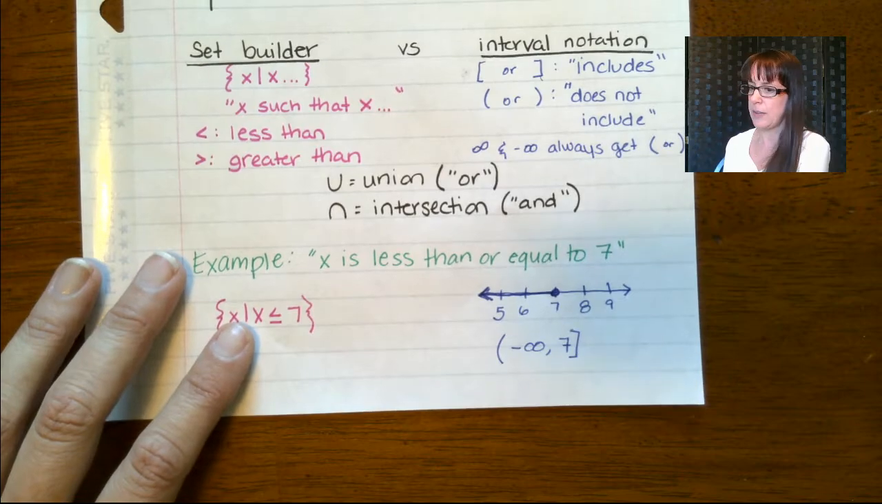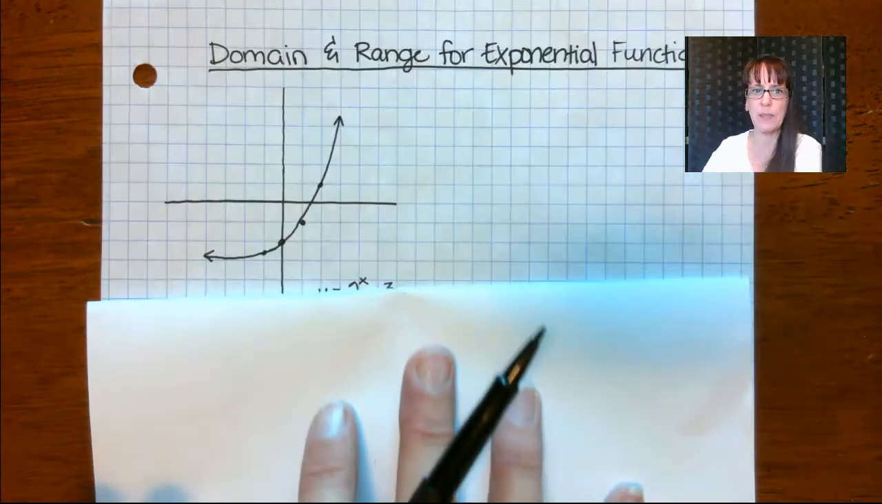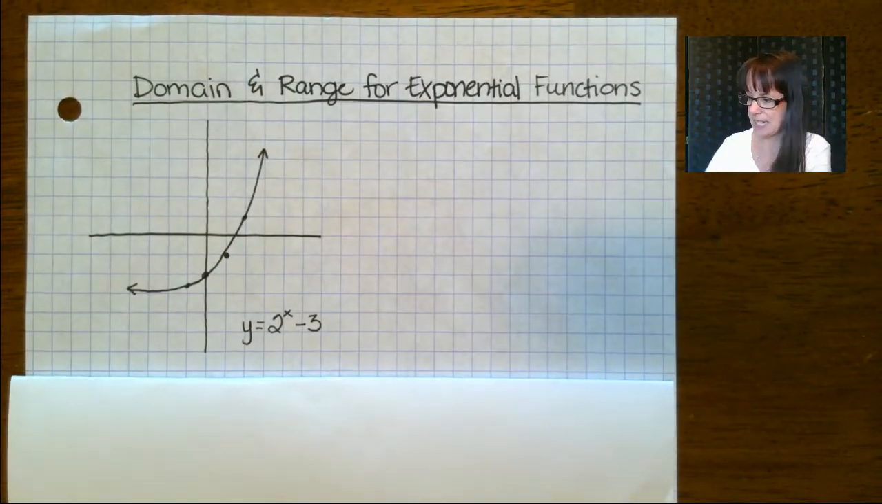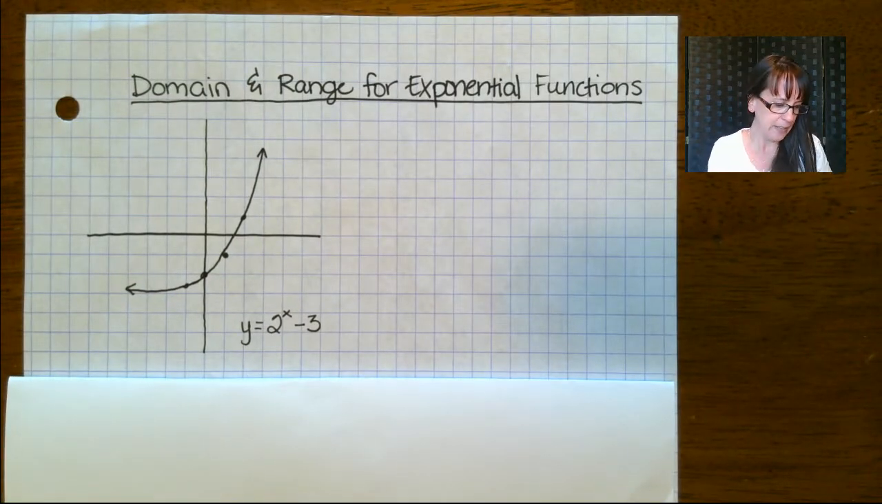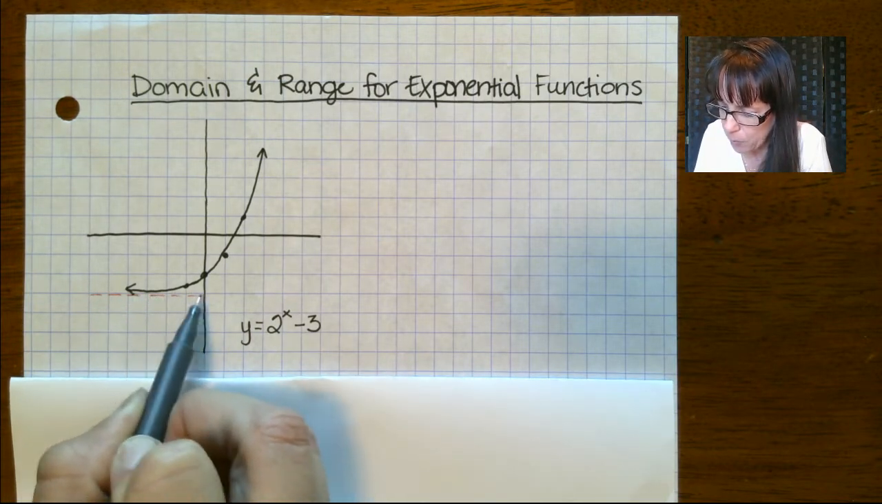Okay, so let's talk about that when we have a graph. So for our first one, here we go. We have a graph here, and here's the equation of that graph. So looking at this guy, you'll see that it's getting really close to this -3 here, but it's not crossing. That's going to be important.